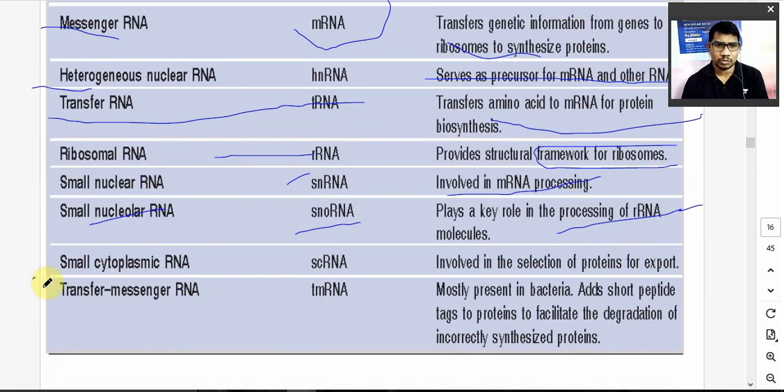स्मॉल साइटोप्लाज्मिक RNA, scRNA, involved in the selection of protein for export. Transfer messenger RNA, tmRNA, degradation of incorrectly synthesized protein. याद रखना है, क्वेश्चन आता है इसका.